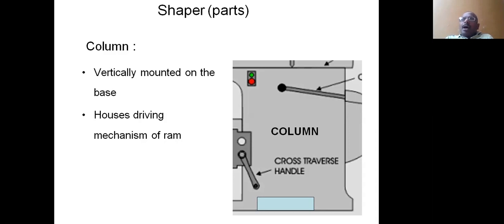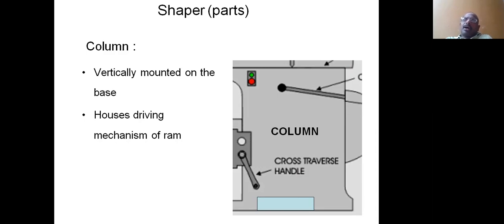It is not only supporting the driving ram. The ram moves over the column. Not only that sliding of the ram, it also houses, it also incorporates the driving mechanism of the ram. Once again, I will explain to you. The ram has two different strokes. One is the cutting stroke, the second one is the return stroke. In order to reduce the time for the return stroke, it requires a separate mechanism.